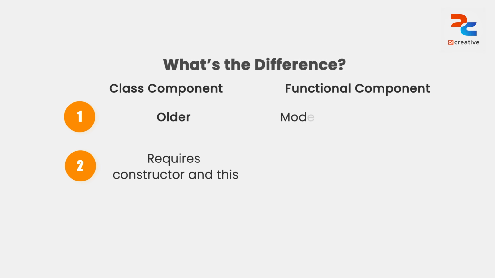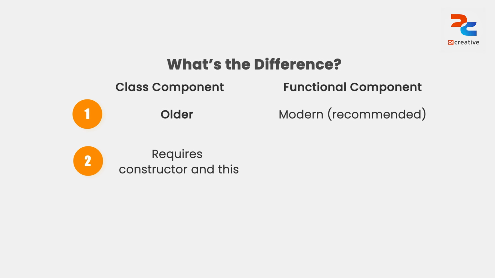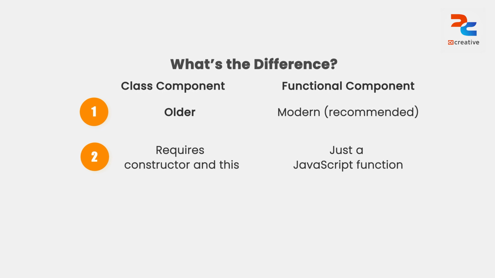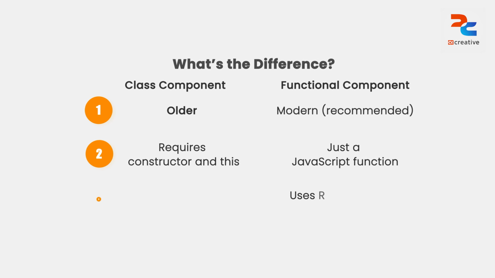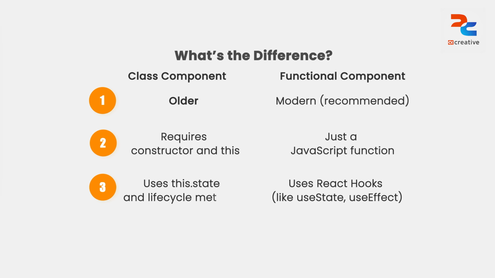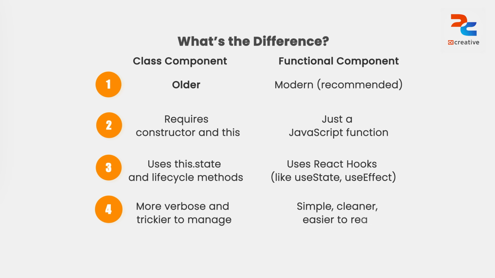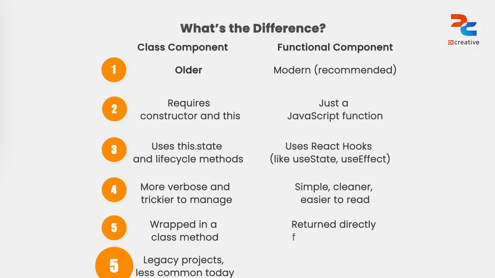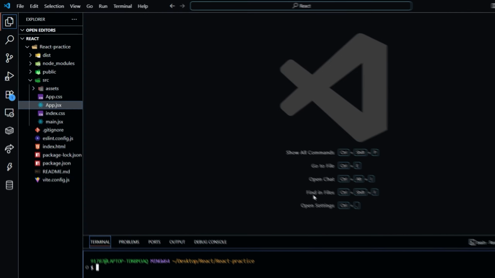On the other hand, functional components are modern and much simpler. Just regular JavaScript functions that return JSX. They work beautifully with React hooks and are now the standard in most React apps. So in this series, we will be using functional components only. They are clean, quick to write, and easy to understand. So let's create our first component.